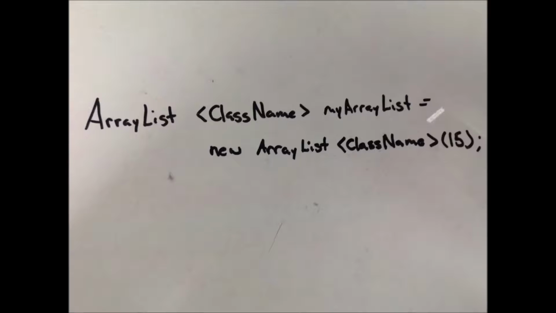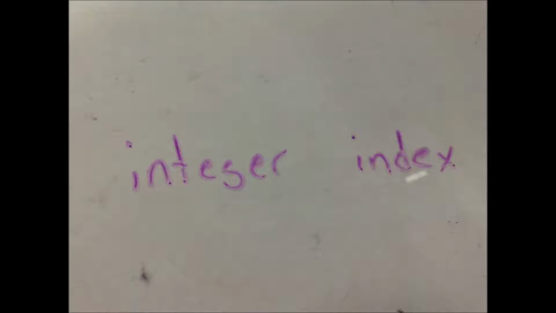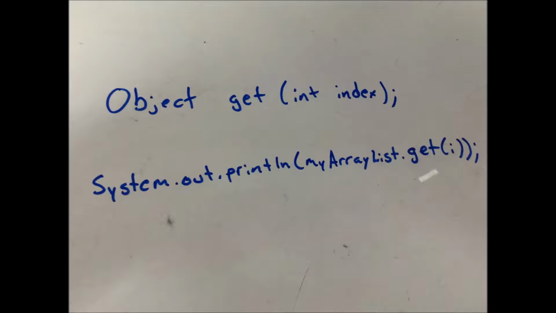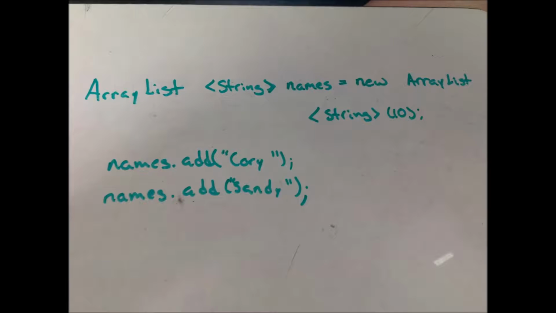One way of accessing the elements of an ArrayList is by using an integer index. The index is an integer value that starts from 0 and goes to size minus 1. To access the object at a particular index, use this. To add an element to the end of an ArrayList, do this. The add method adds to the end of the ArrayList.